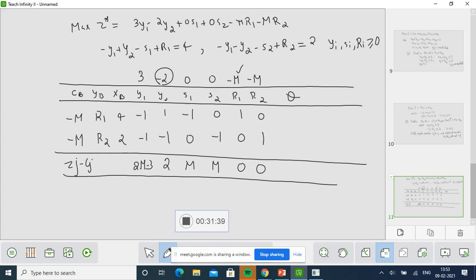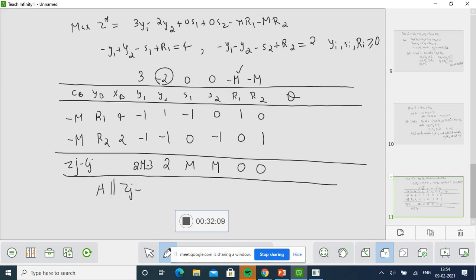Till here it is clear for everybody. Now everybody understood how to calculate our Zj minus Cj. So now what comment should I give?